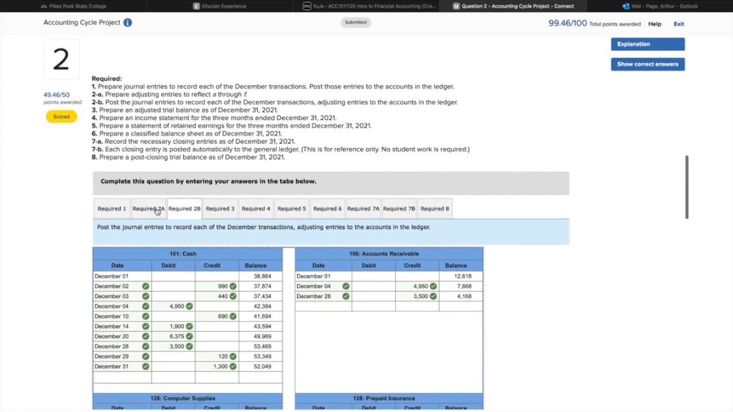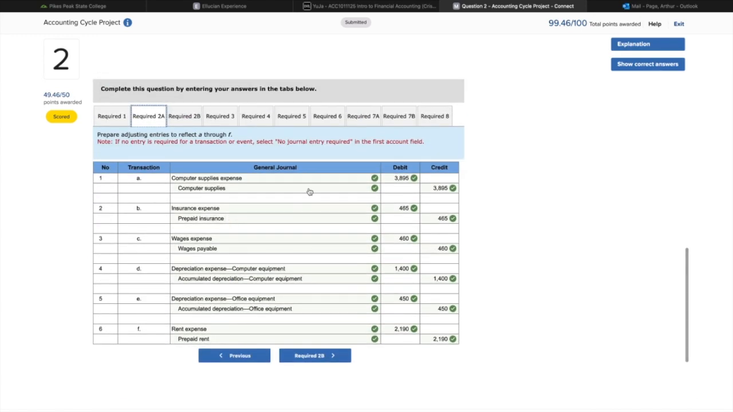As far as putting it in here goes, debited that computer supplies expense and credited the computer supplies. We have less supplies now, and we have a higher expense for the computer supplies.